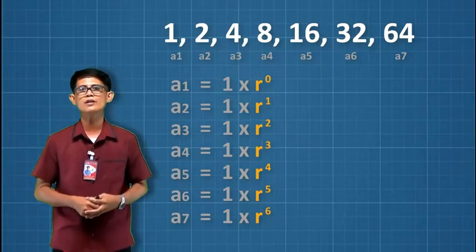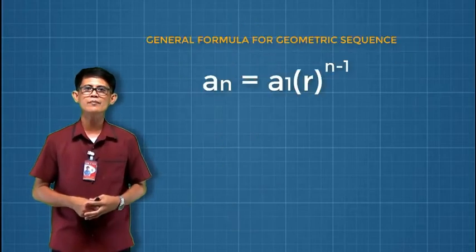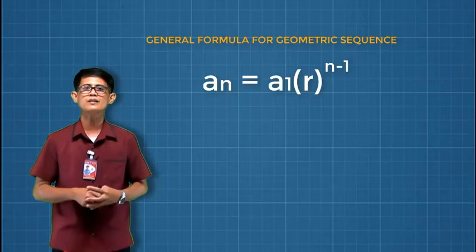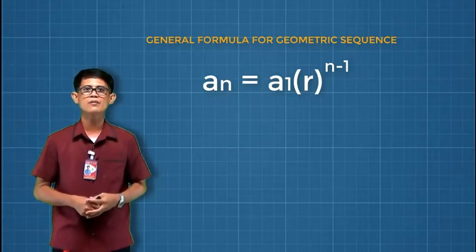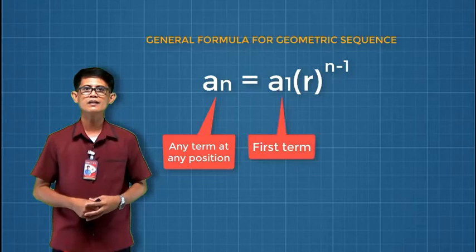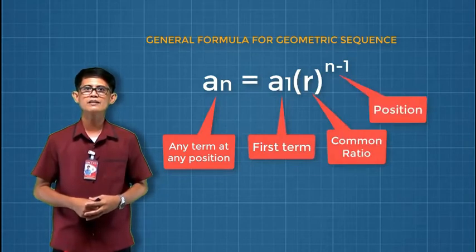Again, these exponents are just n minus 1. So our general formula for a geometric sequence is a sub n equals the first term a sub 1 times r raised to the power of n minus 1. Where a sub n is any term at any position, a sub 1 is the first term, r is the common ratio, and n is the position of that term that we want to take. Now we can teleport to whatever position we want.